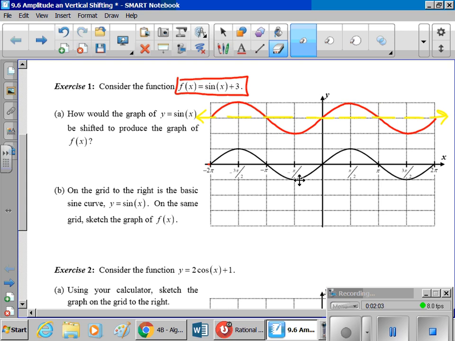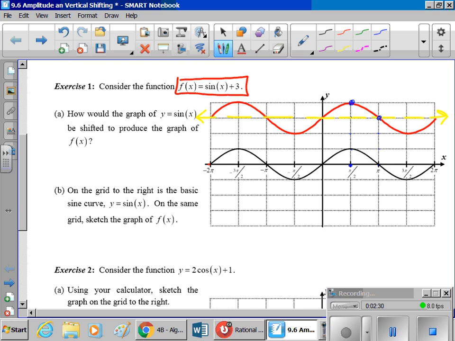Now, you can do this using your table, just like we had our tables in 9.5, and just add 3 onto your value. So when we got the sine of pi over 2 being 1, you add 3: 1, 2, 3, and you end up here. When sine of pi is 0, we're going to add 3: 1, 2, 3. You end up here.